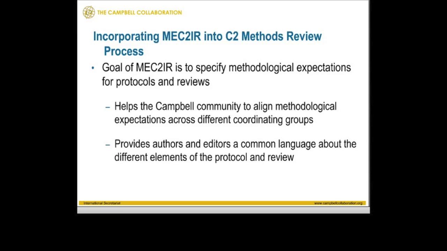And this will also help not only across the groups, but also within the coordinating groups between the editor and the authors. If the editor and the authors communicate succinctly, the process will move much more smoothly. And the editors may turn to the MECIR guidelines and expectations and recommend some changes in the reviews to the review team.